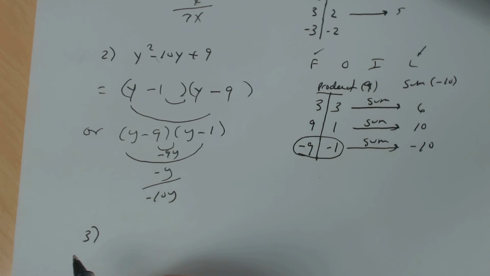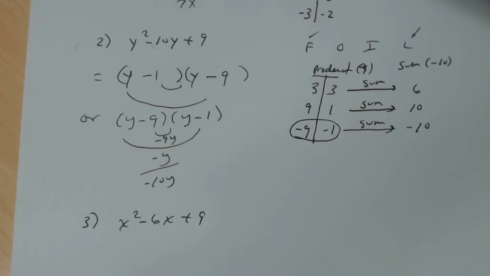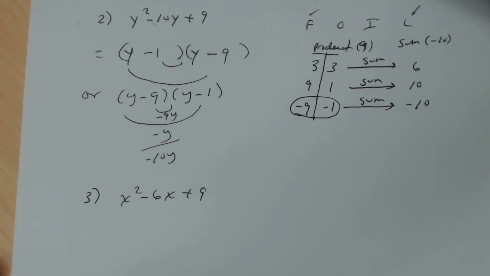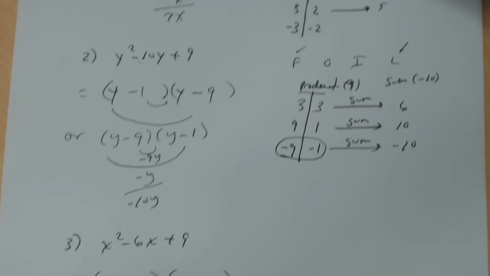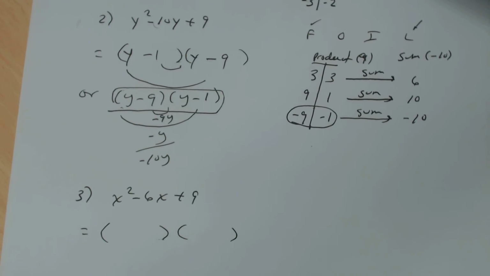Suppose we had x squared minus 6x plus 9. So again, the GCF here is 1. So I'm going to go directly and factor this as 2 binomials. Right away, the answer is either one of these, so we'll circle one of those.